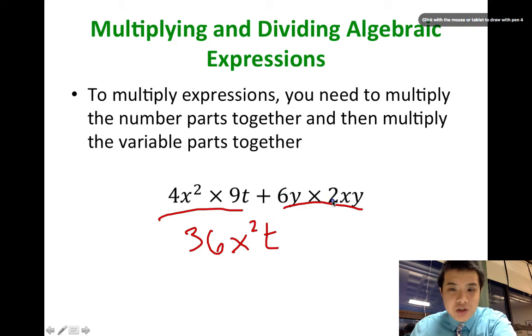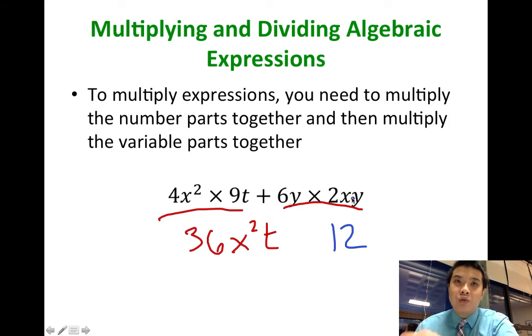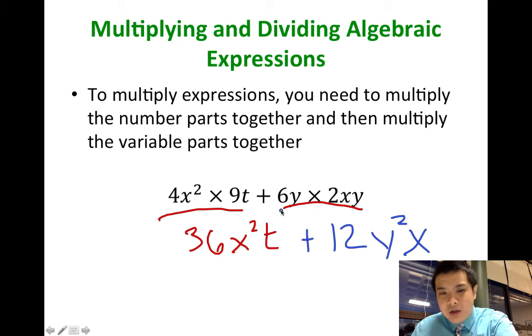We have a 6 and 2, so we take the number parts, 6 and 2, and it gets us 12. Here we have a y and a y right here. We can combine those y's. y times y is y squared. Finally, we have this x right here, and we have x at the end. We keep the plus sign in the middle from right here.